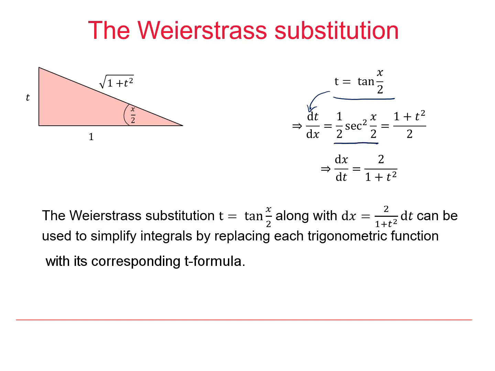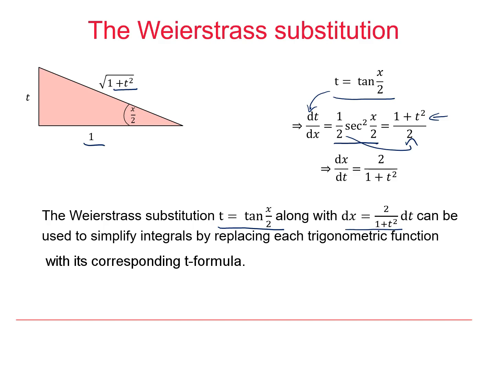And then if we look over at our triangle over here, we can see that sec is going to be hypotenuse over adjacent. And then we square that, so we get 1 plus t squared as the replacement for sec squared x over 2. And of course, we've got to carry the half through. So we can then see that, inverting that, dx over dt equals 2 over 1 plus t squared. So we can then go ahead and substitute t for tan x over 2, and we can end up substituting dx with 2 over 1 plus t squared dt.